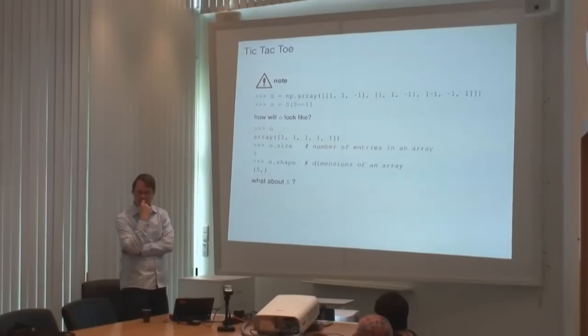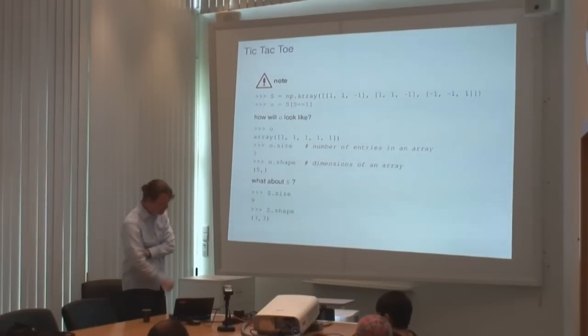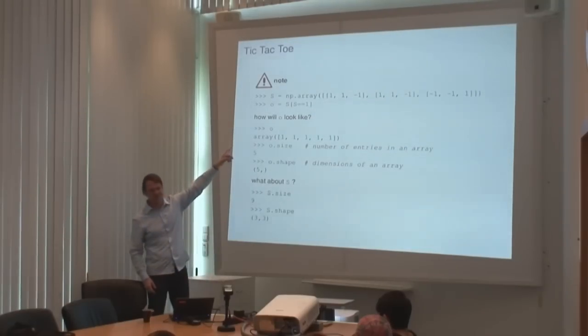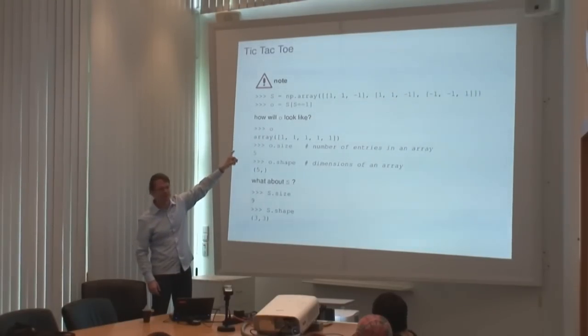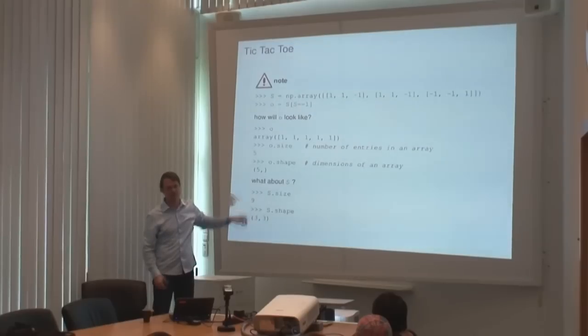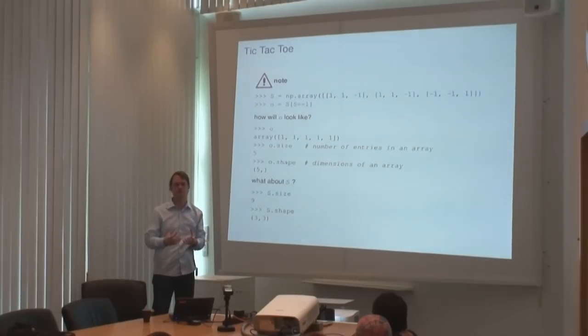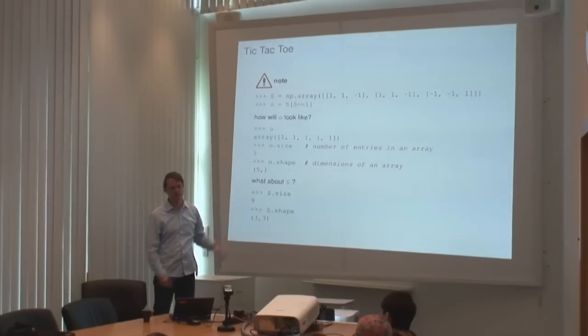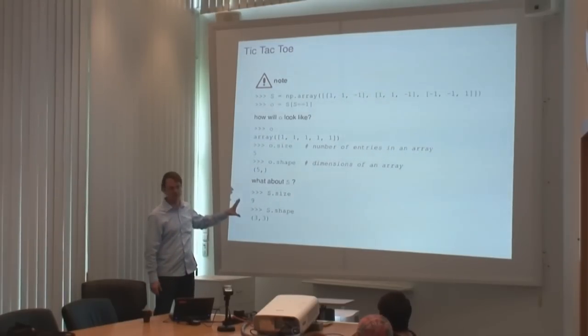3, 3, right? And number of elements? 9. Let's see. Yes, it works. So, given that array S up there, the size is 9, because it contains 9 elements. But the shape is 3 by 3, because it is a 3 by 3 array. All right? Be aware of the difference.